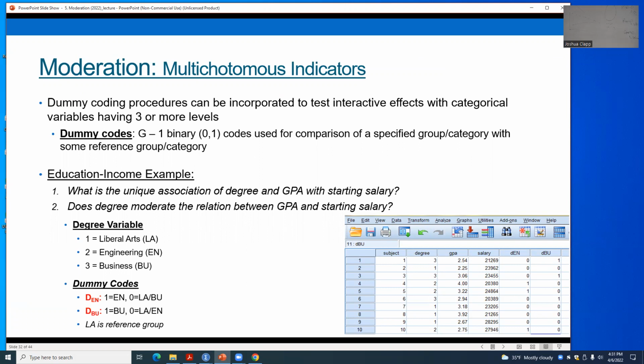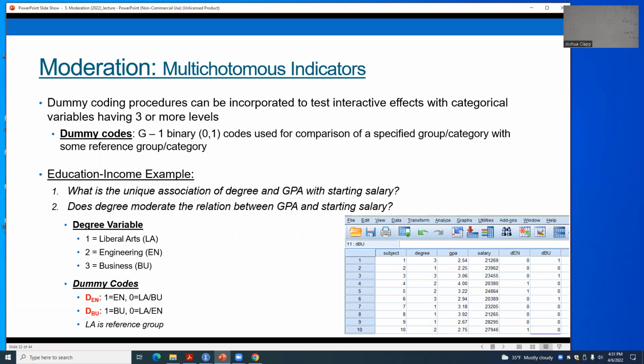So what we're going to create: we've got degree. How many levels to my degree variable, Elizabeth? 3. So how many dummy codes am I going to create? 2. You can calculate 3, but if you include all of those in the same model, you'll hit a collinearity singularity problem and math world will implode on itself. So we're going to create 2 dummy variables.